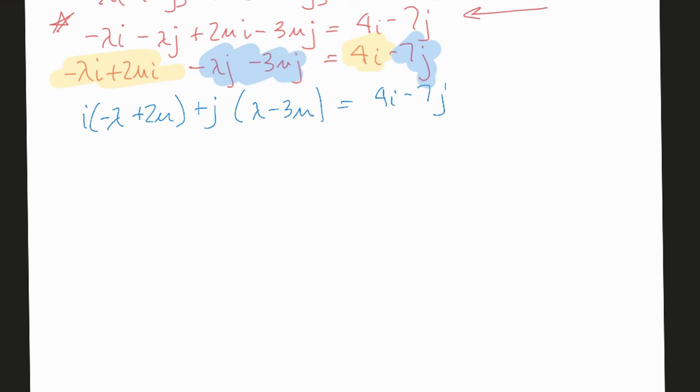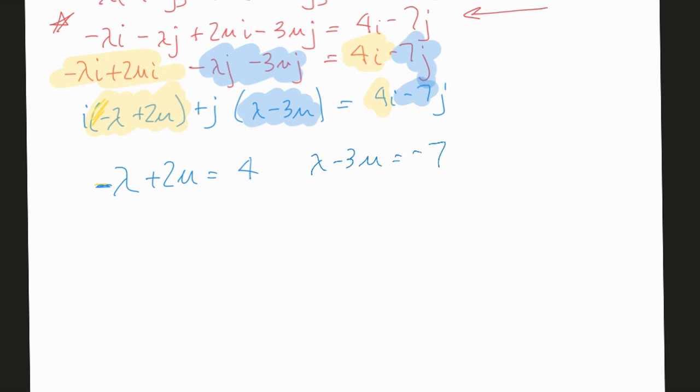Now, again, I'll highlight because color coding is really cool. This stuff multiplied by I should equal 4. Let me write that down. Negative lambda plus 2 mu should equal 4. The same way that this stuff, lambda minus 3 mu, should equal this negative 7. Let me write that down. Lambda minus 3 mu equals negative 7.